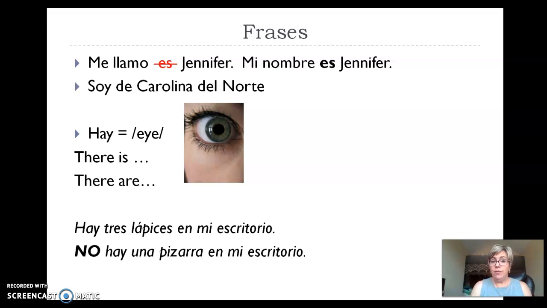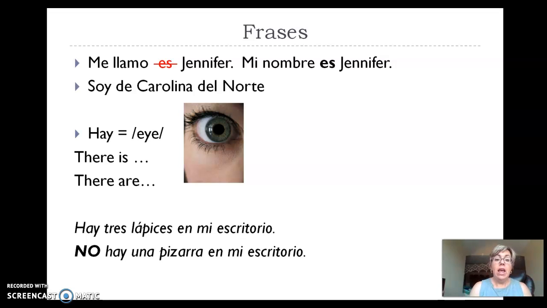Also, when you're saying where you're from, just say soy de Carolina del Norte. Soy de. That means I am from. We don't need to put question words back into our answers. So when you answer the question, ¿de dónde eres?, you don't need to put dónde in your answer. Dónde means where. If I asked you in English, where are you from, you don't put where in your answer.